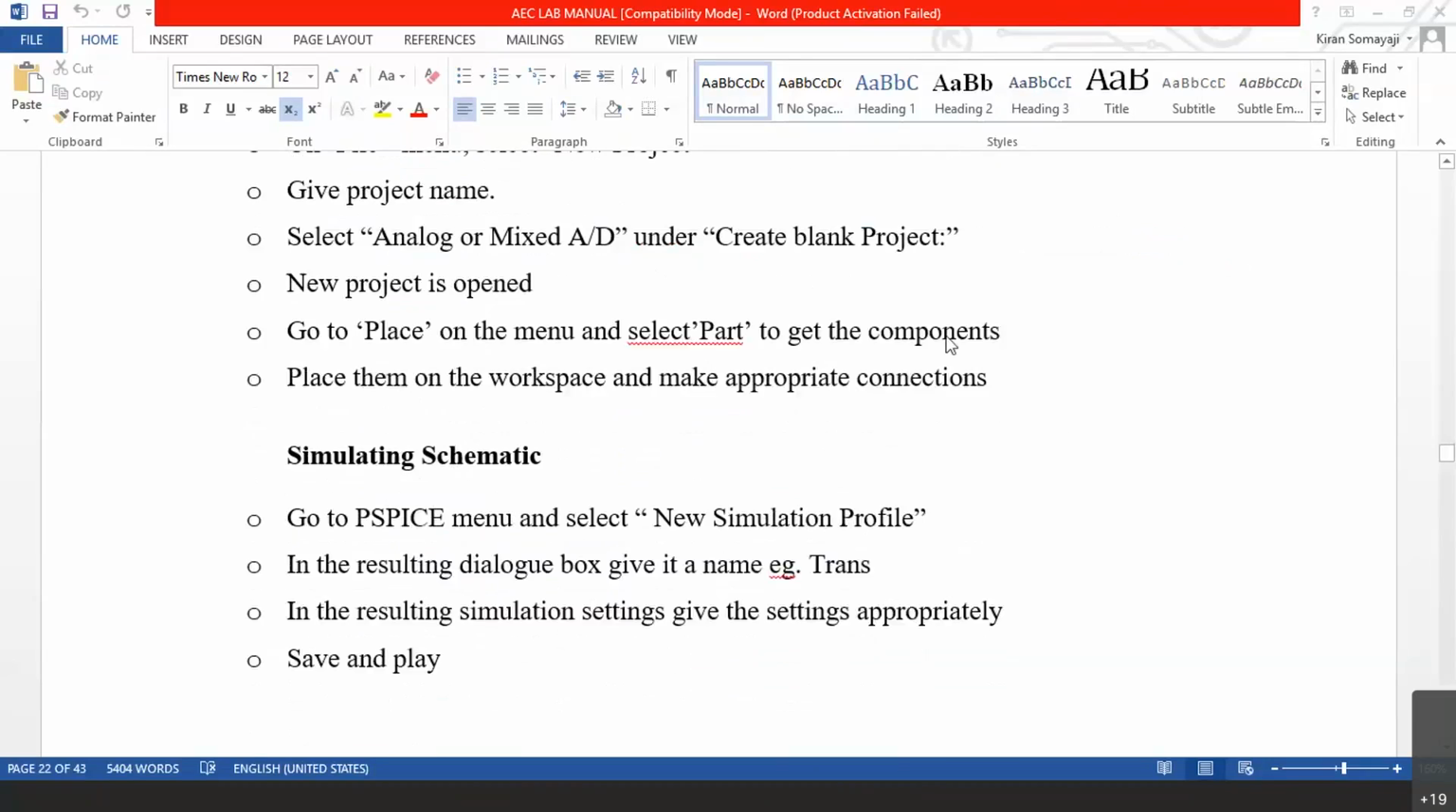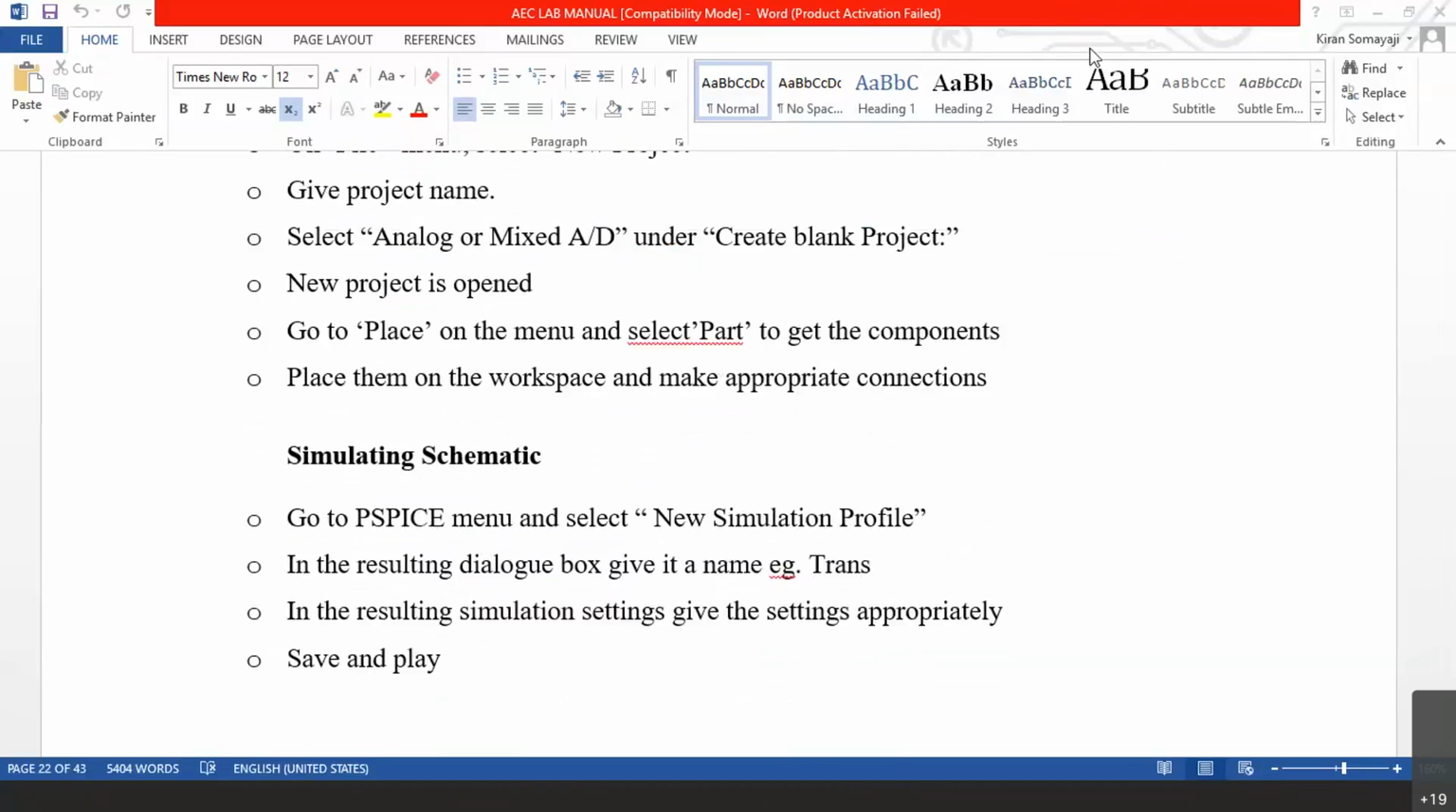Now after the connections are done, you have to simulate the schematic. For simulating the schematic, you have to go to the PSpice menu and select a new simulation profile. In the new simulation profile, for today's experiment, you are going to have a simulation called Transient Analysis.